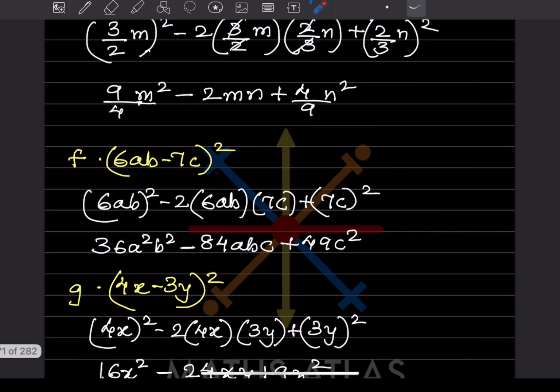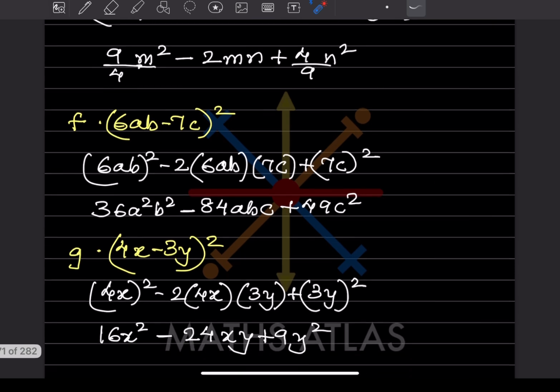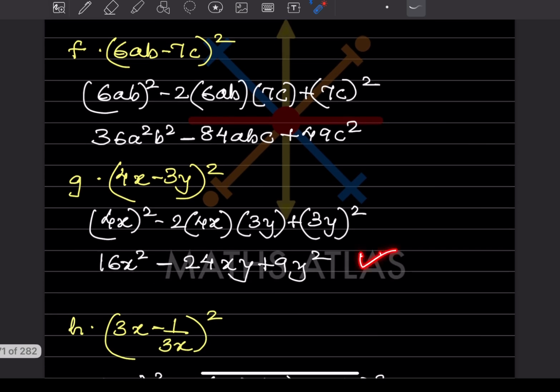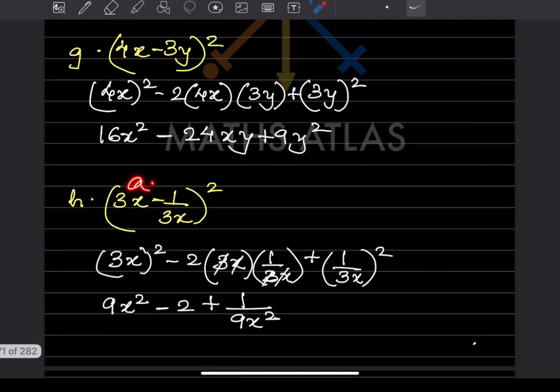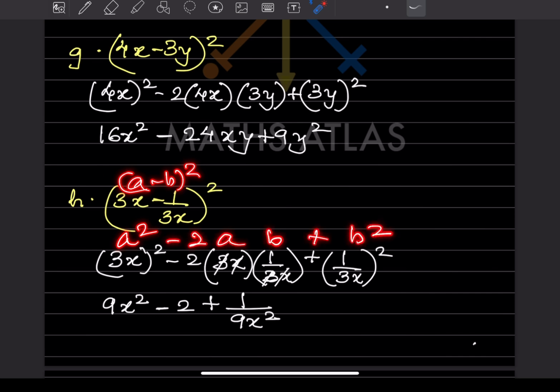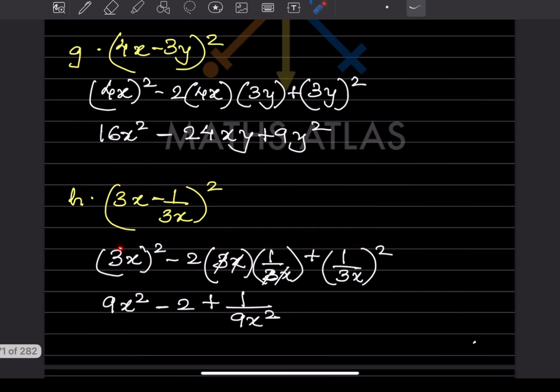Same for here. You can just check the answer. This also, this is the question here. Now again here I'll show you. This is (a minus b) whole square. So this will be a square minus 2ab plus b square. So what will we get here? 3 square means 9x square.